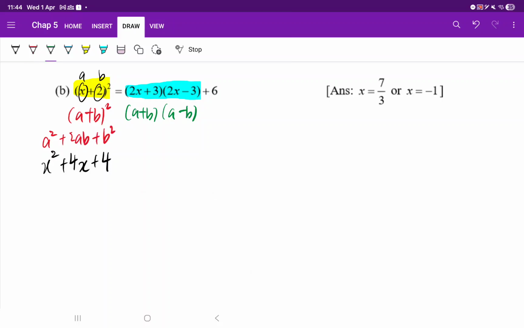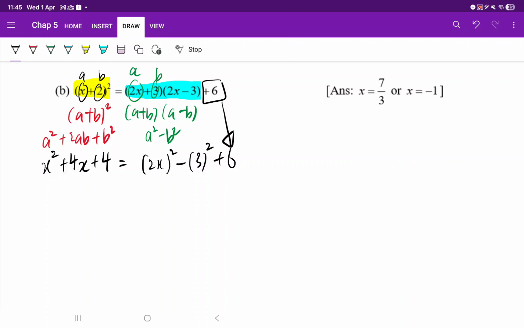Now for the green color one, Ijin, you know the formula? A plus B, A minus B, what does it become? Malcolm? Okay, A square minus B square. Now I'm just testing you on identities. You don't memorize, it's fine. You still have time before WA2. So this becomes A square minus B square. A is this guy and B is this guy. So our formula now becomes 2x square minus 3 square plus 6, because we did not do anything to this guy, so just bring it down.